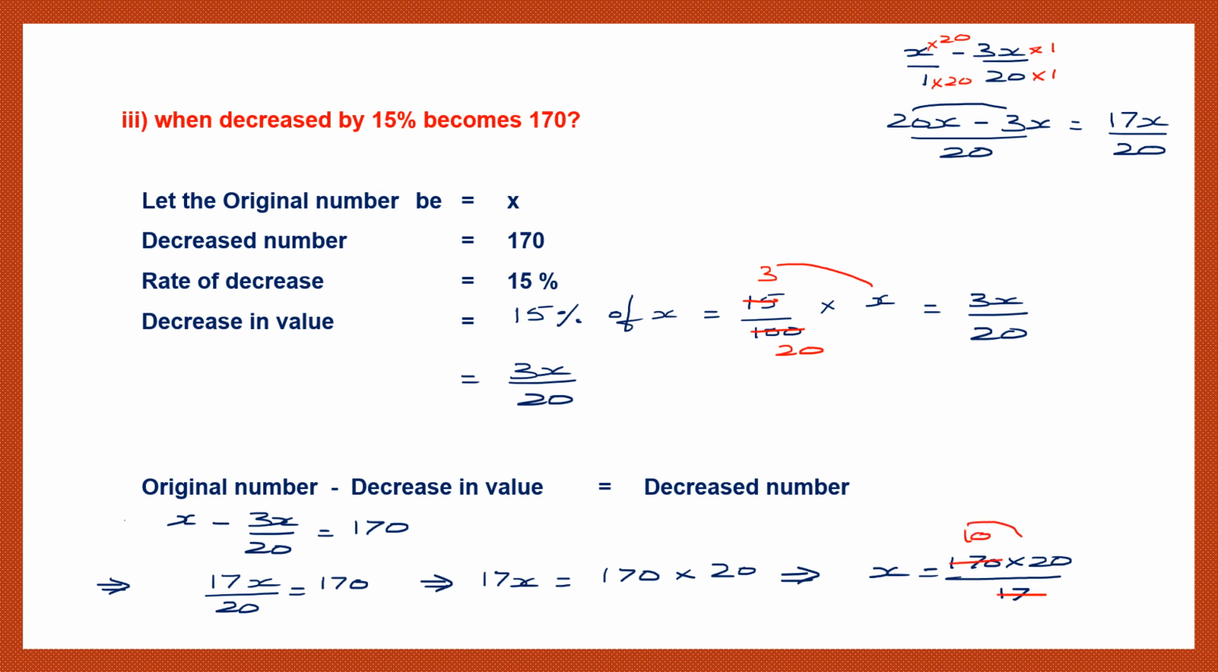Now multiply these two numbers. So 1 into 2 is 2, and the two zeros we have, 200. So 200 is the original number. When you subtract 15% from it, you get 170. So let the original number be x we said, and x is equal to 200. So let's write our answer there. This is our final answer. x is equal to 200.